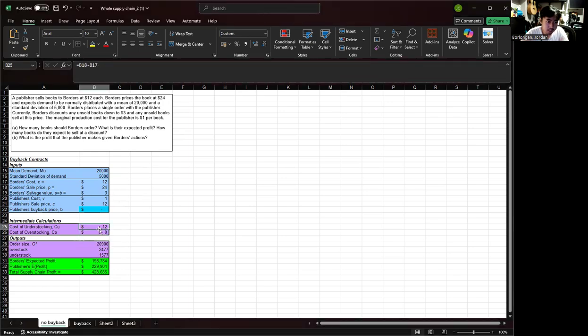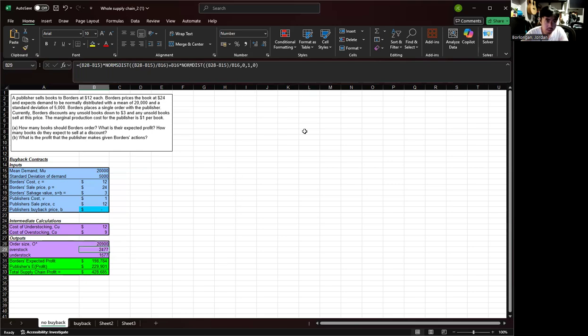As for the calculations for understocking and overstocking, it depends. For understocking, just subtract the cost from the sale price. And as for the overstocking, subtract the salvage value from the cost. As for the order size, it utilizes again, similarly to the last problem, the NORM.INV function. So this involves the calculations of understocking and overstocking together. So this is the result.